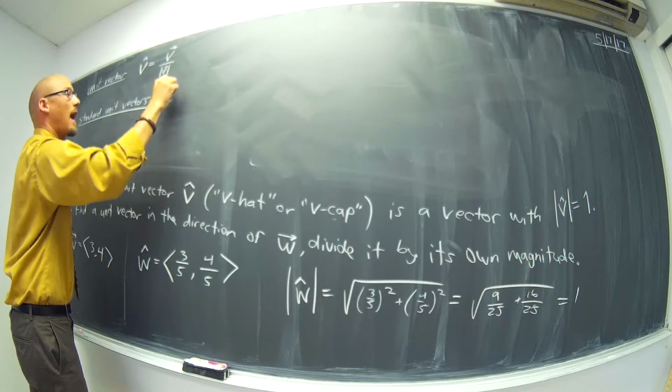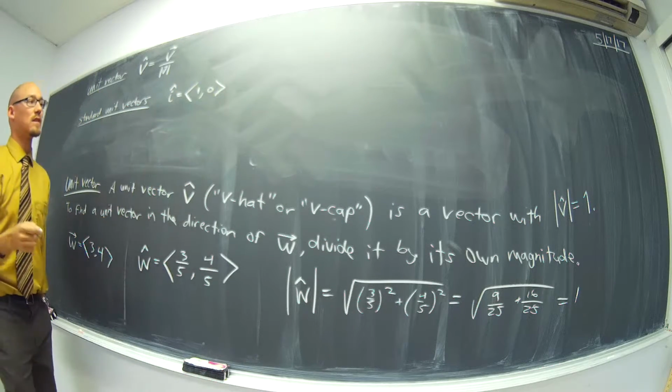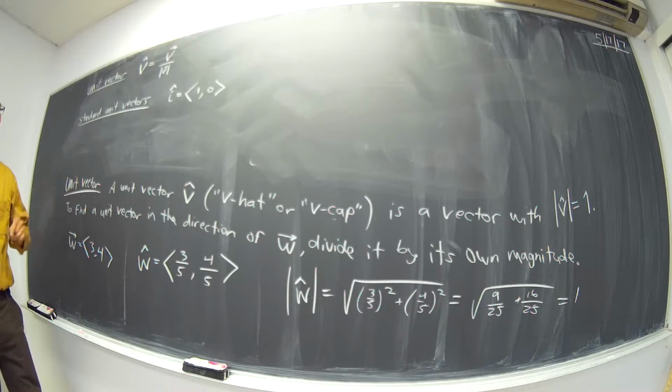I hat is equal to 1, 0. This is a unit vector in the direction of the x-axis.